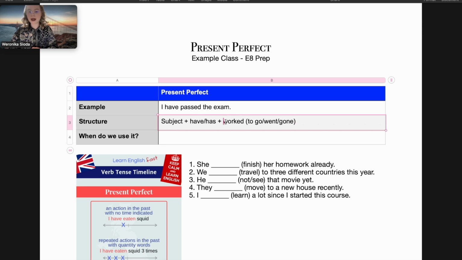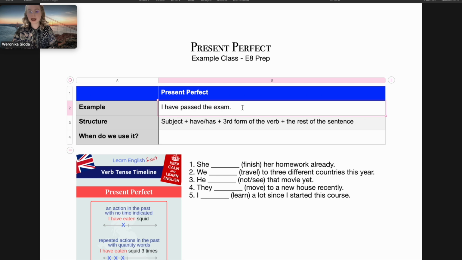I'll write it down. So I have the subject, I have or has, I have the third form of the verb, which can be regular or irregular, and then I will have the rest of the sentence. So that's pretty easy. Let me give you a few more examples.